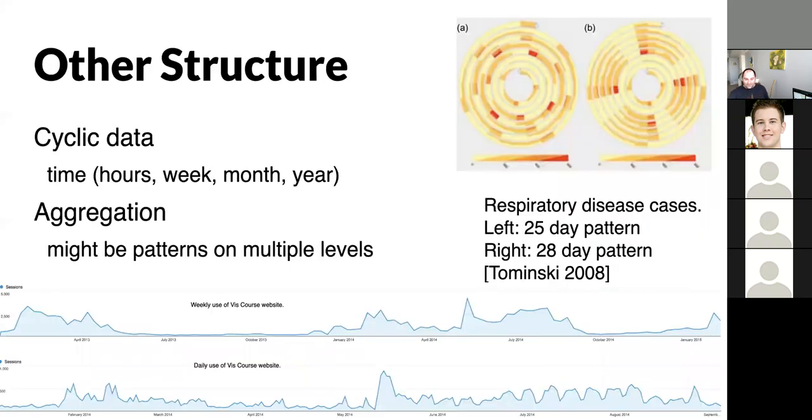There's of course other structure in data. For example, data can be cyclic. Time, as we experience it, as we live it, is cyclic. We have hours, weeks, months, and years. Here in the top right is a nice spiral visualization of when diseases occur. You can see in the first one we have a 25-day pattern. In the right one, we have a 28-day pattern, where the weekdays line up nicely. Let me annotate this quickly: here the Mondays line up nicely, and this is where people go to the doctor.